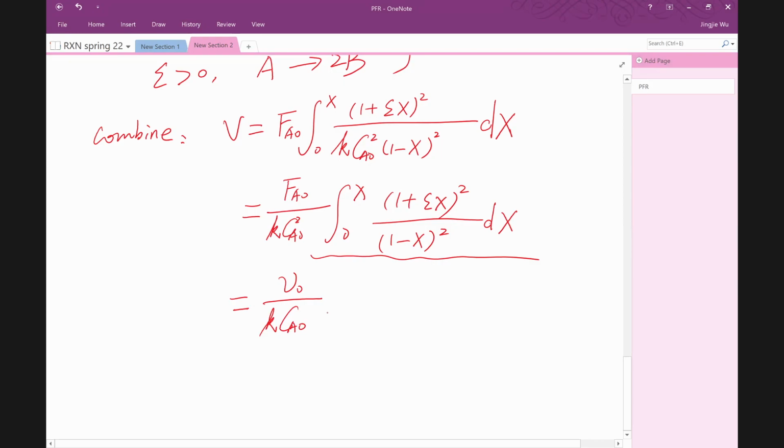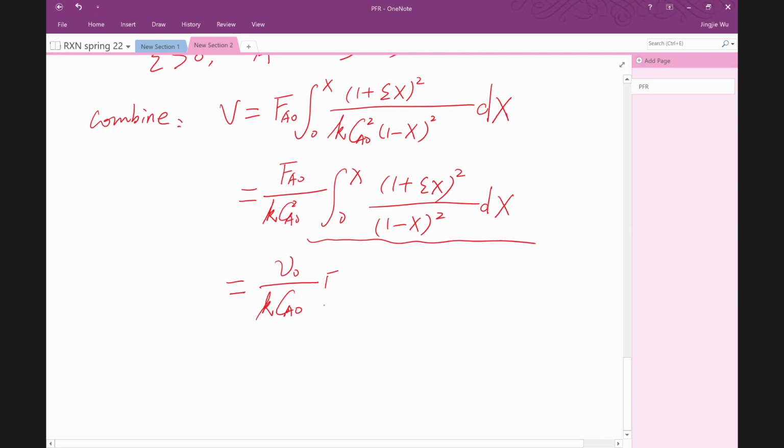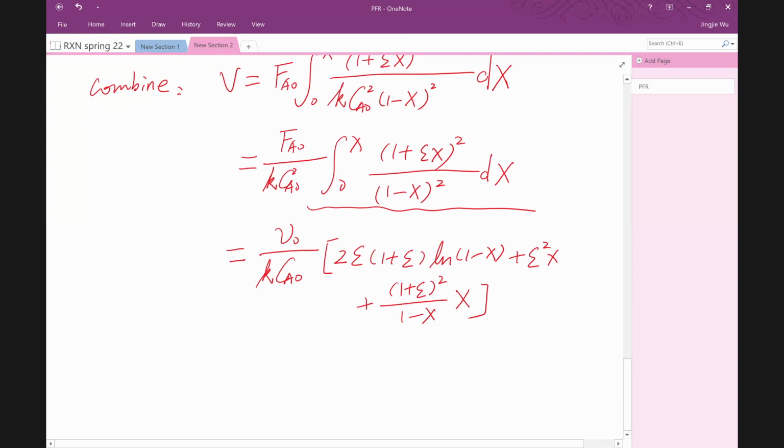If you don't know, we can talk about it later, but you can try to solve it by yourself. It doesn't affect your exam, because it's open book, you can always find the answer in your book. The final answer is not very important. I want you to know the logic. So this is the volume. That's how we solve the PFR. Easy, right?